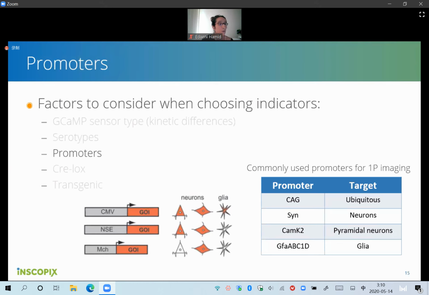Selecting the appropriate promoter for your virus can also help you target your calcium indicator. The brain consists of different cell types, as we're all probably aware of, and you may be interested in imaging all of the cells, or perhaps only neurons, or maybe only glia. Therefore, selecting the appropriate promoter, like those commonly used in one-photon imaging, as shown here in the table, can help you target your calcium indicator to the correct cells in your region of interest.